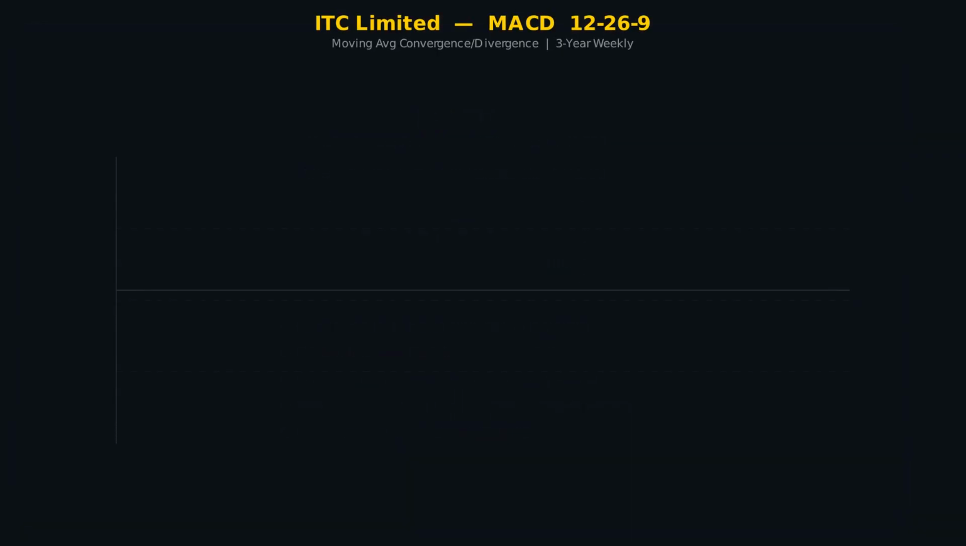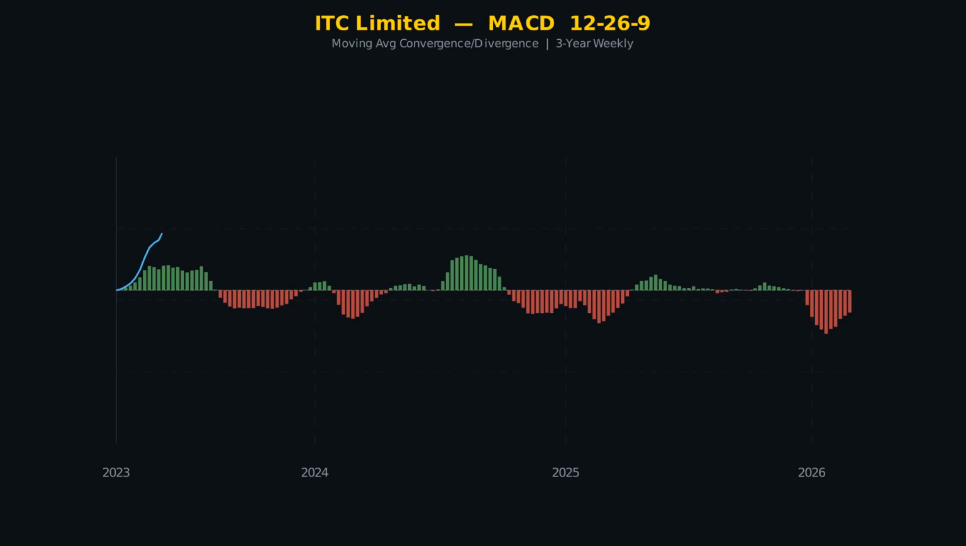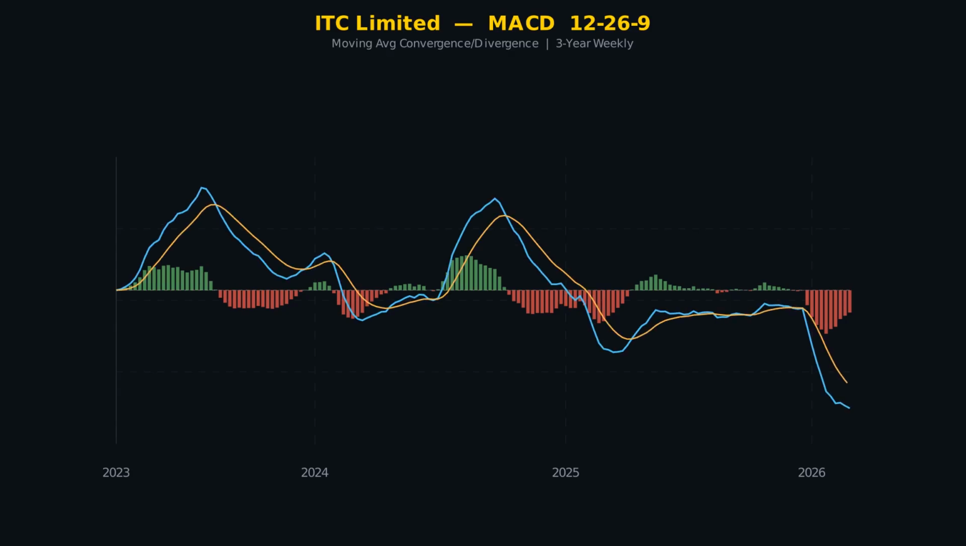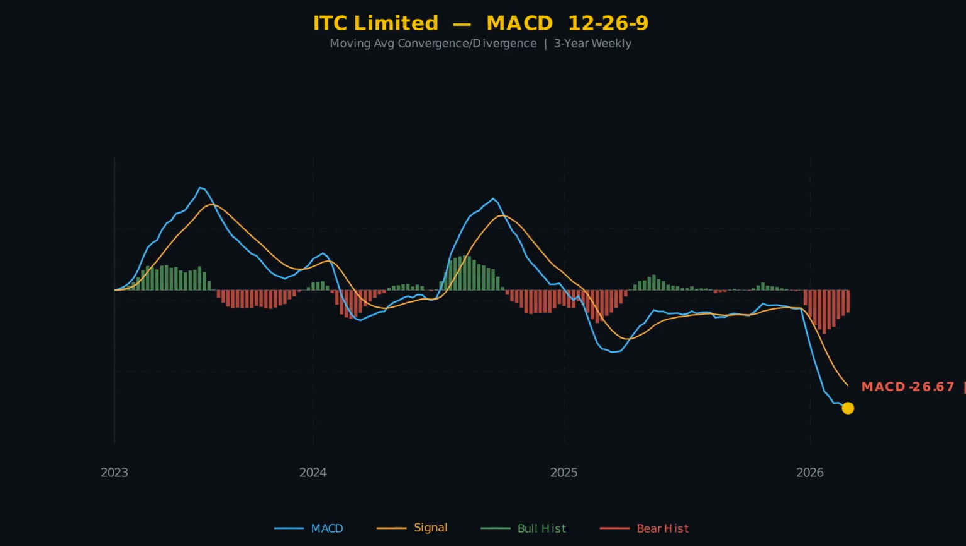Here is the MACD chart for ITC Limited. Green bars mean MACD is above signal, bullish momentum. Red bars mean bearish momentum. Currently, the histogram is contracting. The MACD line is below the signal line. Bearish pressure is present.